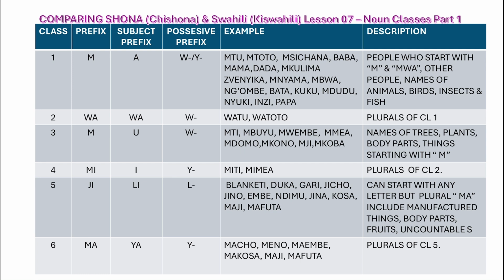The plurals are in class 6. For example, macho is from jicho. The plural of jicho is macho. Maembe is the plural of embe. Makosa is the plural of kosa. Maji and mafuta, they are uncountables. They maintain their name, whether it's singular or plural.